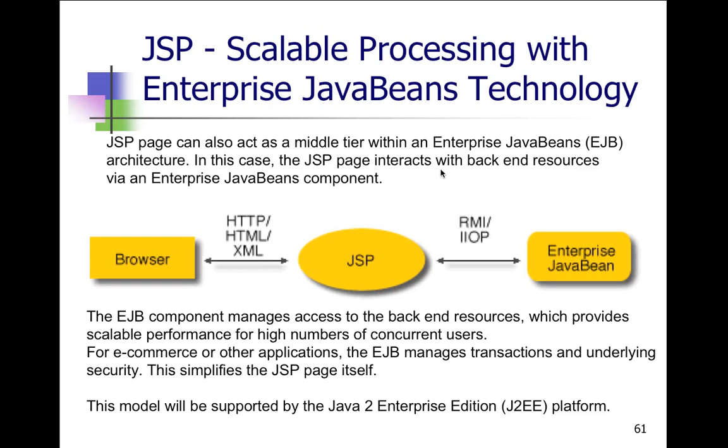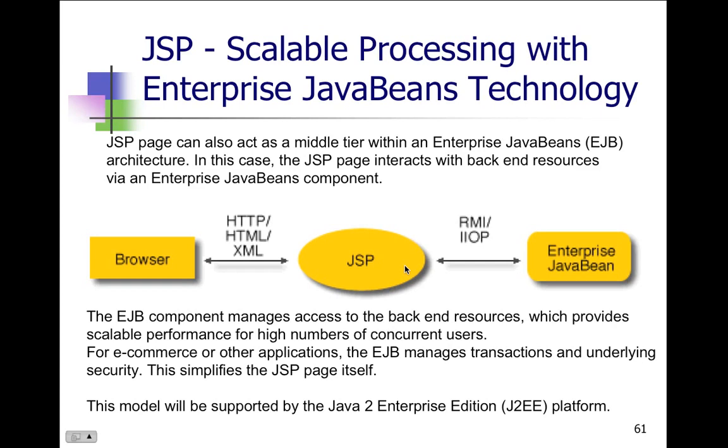So a JSP page here can also act as a middle tier within the enterprise Java bean architecture. In this case, the JSP page interacts with back-end resources via the enterprise Java bean component. So we have the browser, we have the JSP going through either RMI or another technology and accessing the enterprise Java bean. And the enterprise Java bean is going to be a Java program. Actually, all this is Java programs. The only things that are not Java programs are HTML pages and JSP pages. And JSP pages look like ASP pages. They're just text pages with tags in them.